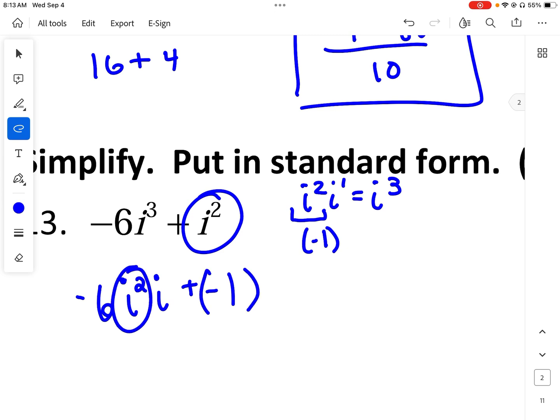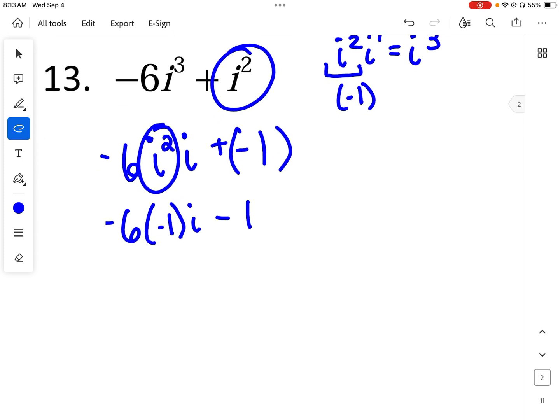This is going to be -1. So -6 times -1 times i minus 1. And so that ends up being +6i minus 1. But to put it in standard form, we're going to do this one first. So -1 plus 6i.